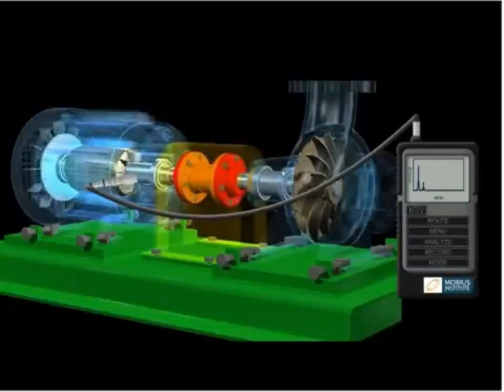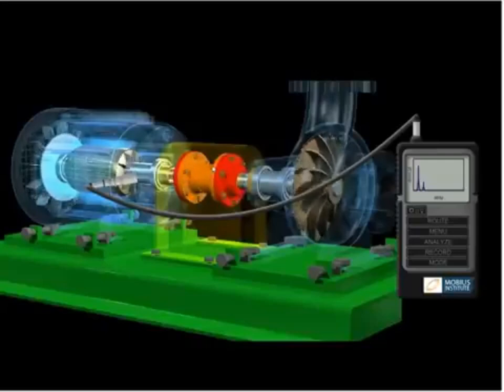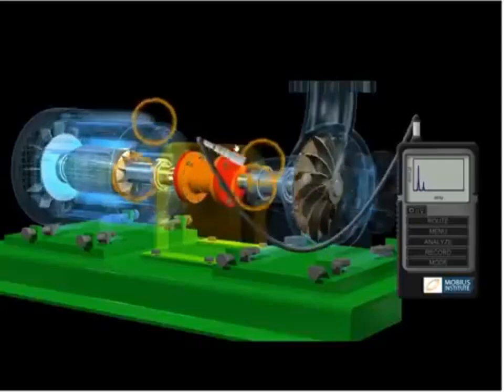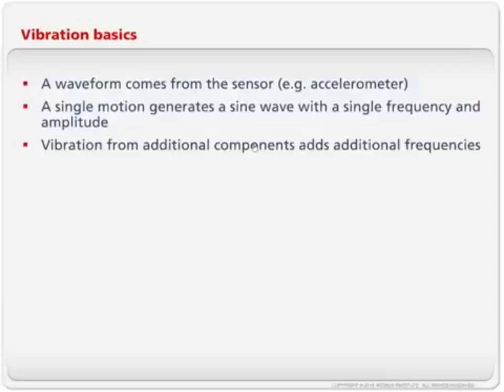If this bearing had a problem, the vibration may not transmit through the shaft to this bearing, particularly if it was a flexible coupling or something like that. So instead, we take our measurement here, we take our measurement there, and then we get the complete picture.